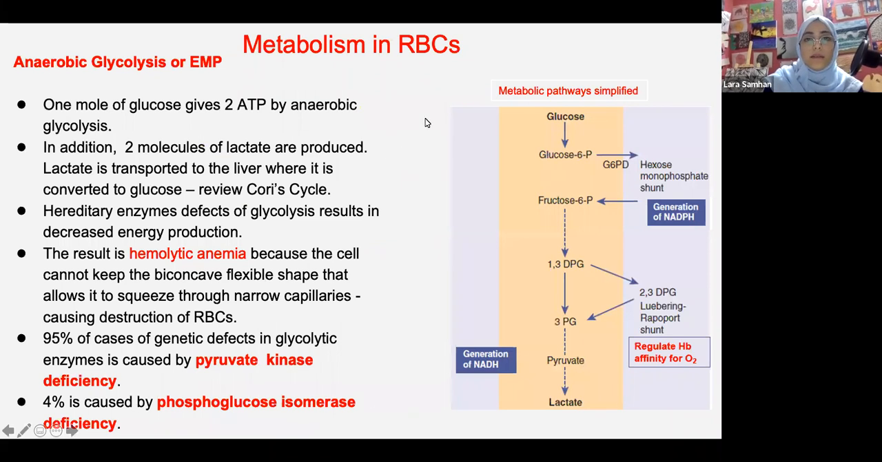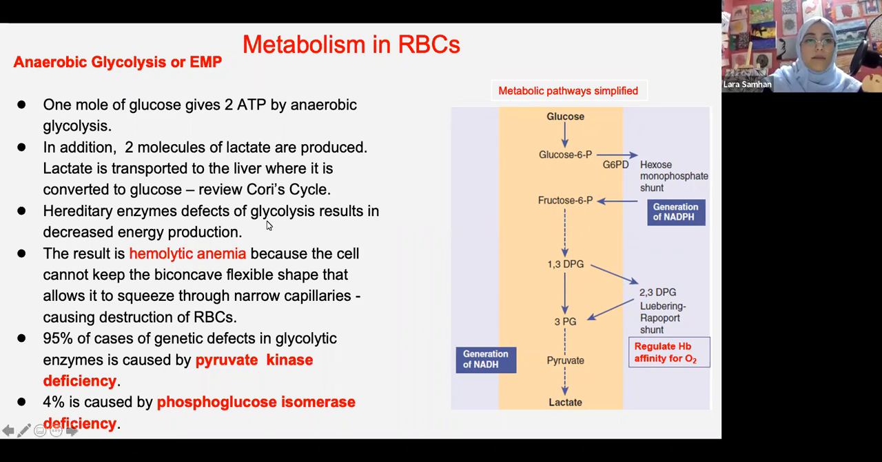Okay, so in regards to the metabolism of the RBC, as we said, we have this anaerobic glycolysis, or in other words, we can say the EMP pathway. As we can see, this figure on the right-hand side is just part of the anaerobic glycolysis or the EMP pathway. Now, as we said, one glucose molecule produces how many ATPs? 2 ATP. And at the end of this pathway, as we can see, lactate is produced, and usually 2 lactate molecules are produced in anaerobic glycolysis.